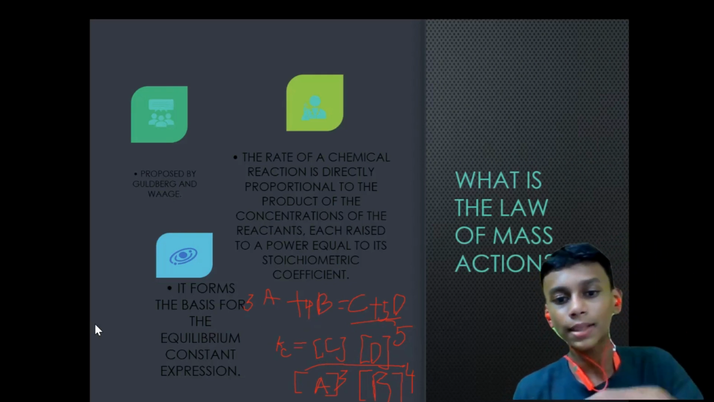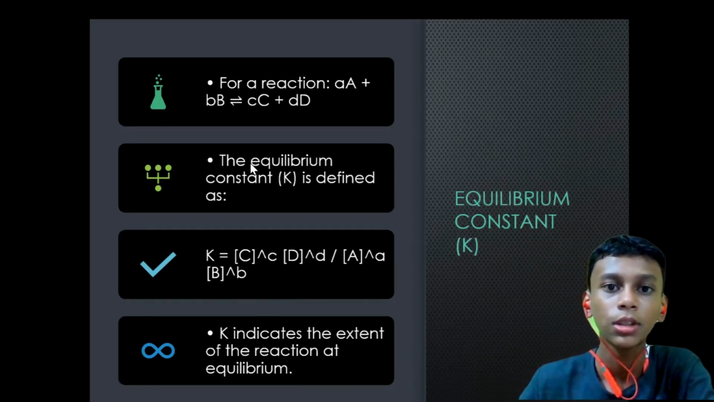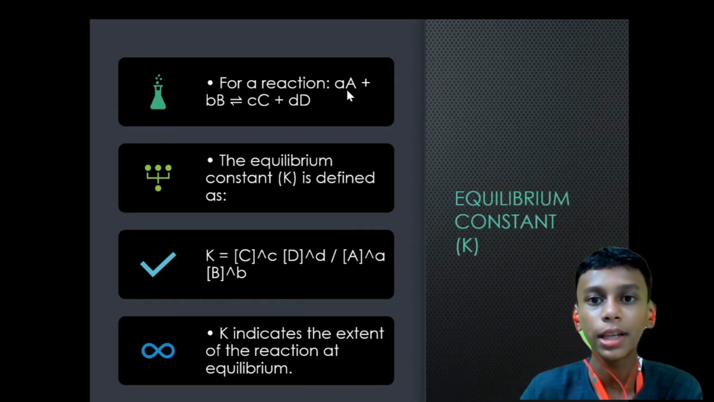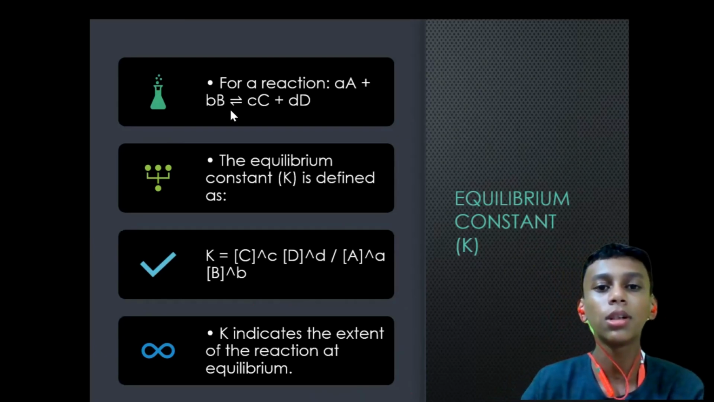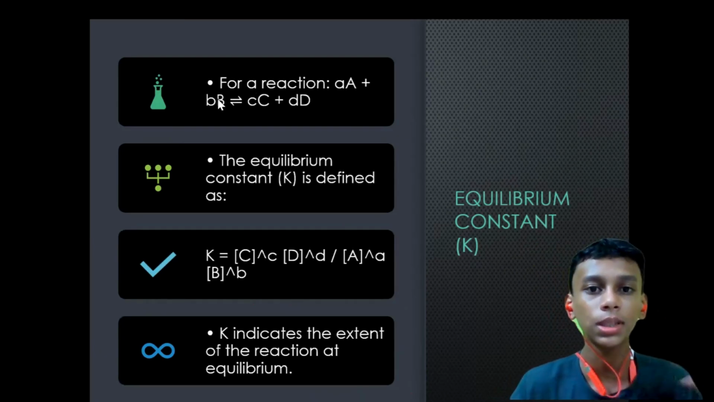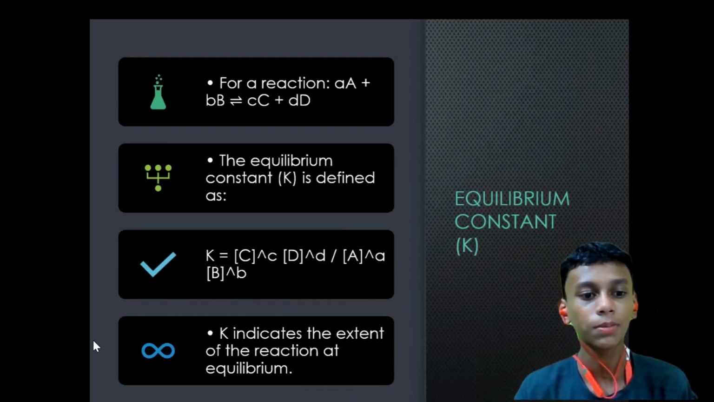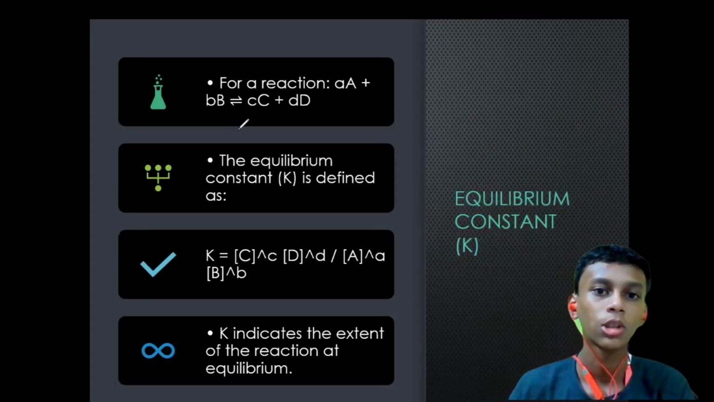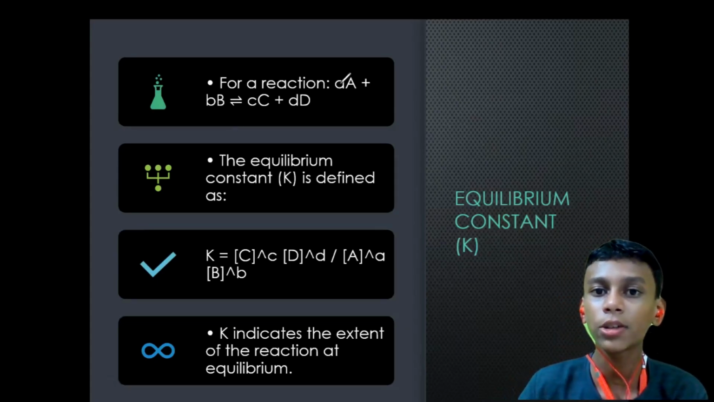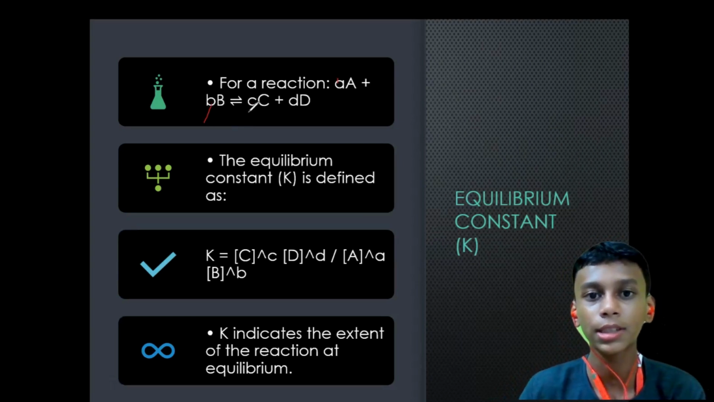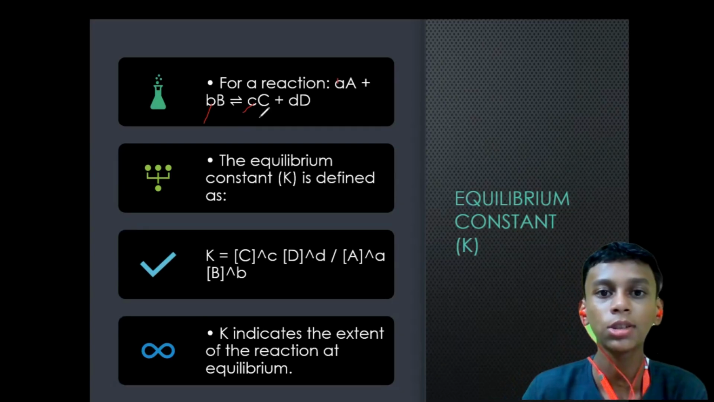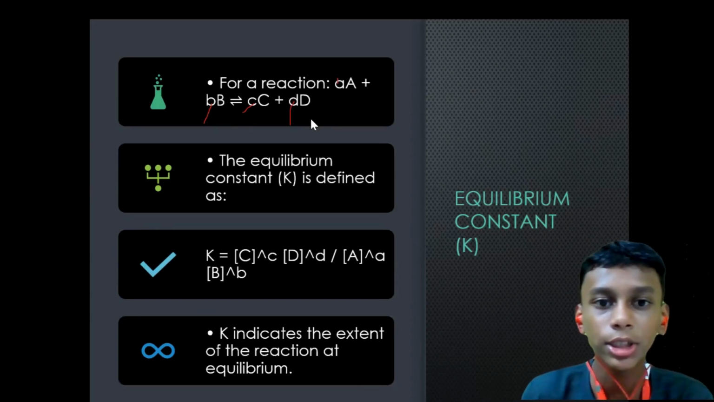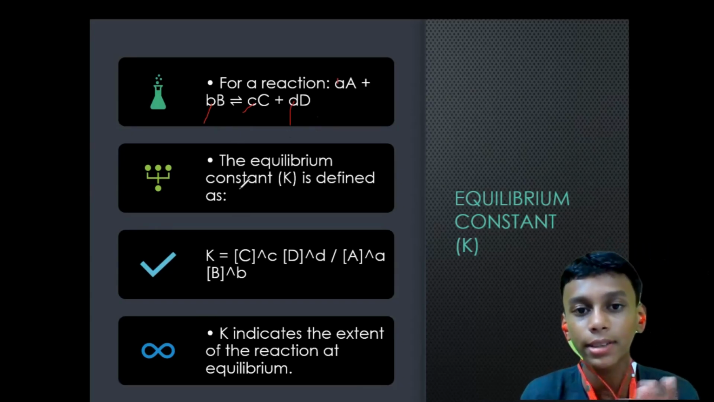Now we will move on to the factors affecting the equilibrium constant. First we will learn what the equilibrium constant is. The equilibrium constant for the reaction A plus B is this equilibrium, with a forward reaction and a backward reaction. As you can see here, in this place I wrote 3 and in this place I wrote 4, and this place I leave as it is, which indicates 1, and here I wrote 5. I have given coefficients; otherwise they are given as variables.